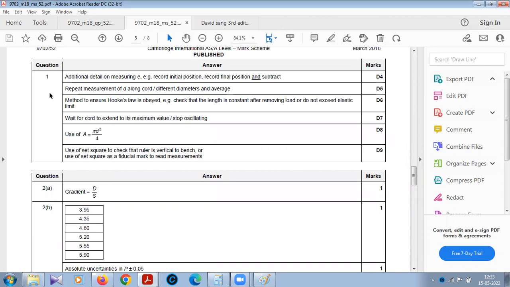So you should measure the initial length and the final length properly. You can repeat the readings, take 3 different readings and take the average.